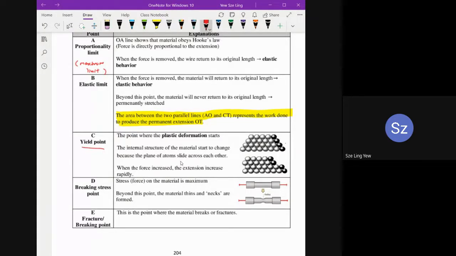So the plastic deformation starts here. Now, what does plastic deformation mean? It means the object will never go back to its original shape and also its original length. It won't go back anymore.